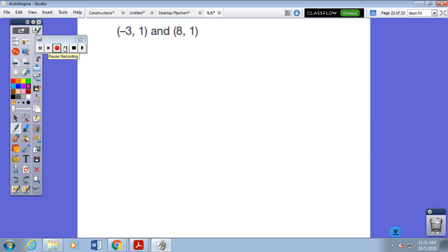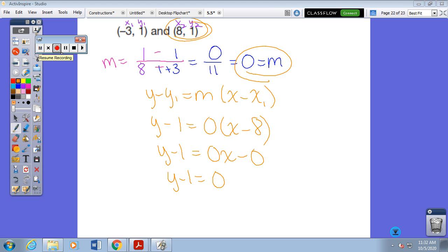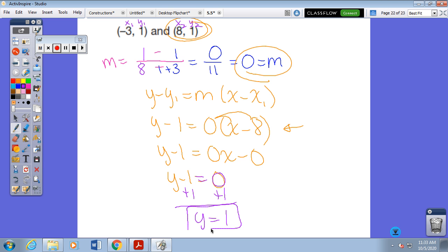Okay, go ahead and pause this and try this one. Okay, I'm not done yet. This is where I'm at. Because my slope was 0, when I plug it into point slope and I distribute, everything else becomes 0. But I'm not done. I have y minus 1 is equal to 0. Y minus 1 is not my answer. Again, it's equal to 0. So you still have to add 1 to both sides. So y is equal to 1 is my equation.